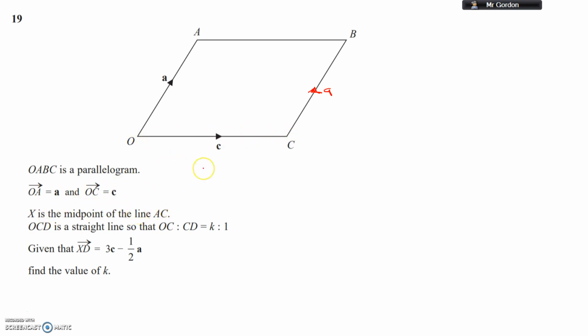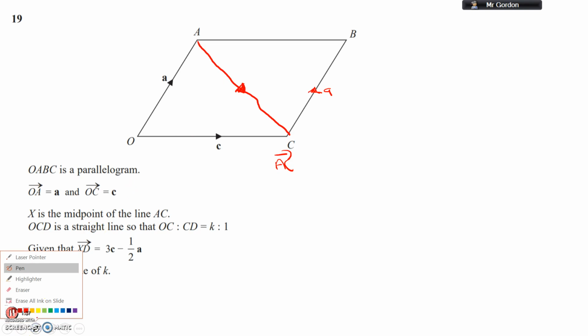X is the midpoint of line AC. So if you are going from A to C, try and draw this in as neatly as possible. Almost a straight line. That vector there in that direction is called AC, so that's vector AC. That red line is vector AC. It says that X is the midpoint, in the middle. So let's mark X in a different colour. X is going to be smack in the middle. Point X is there.